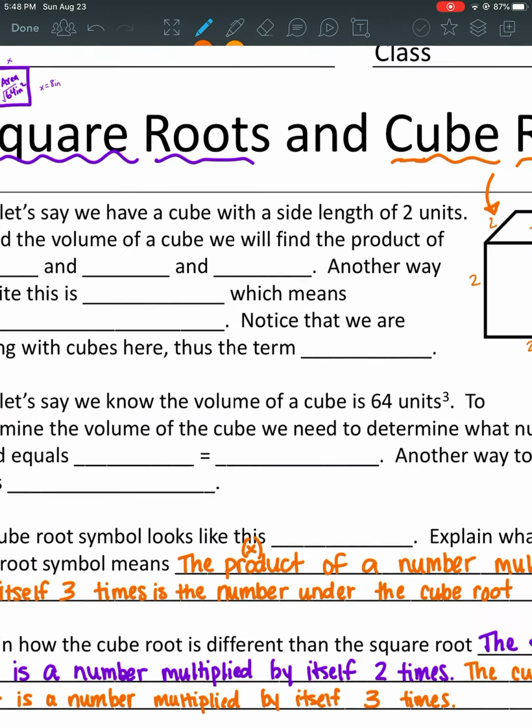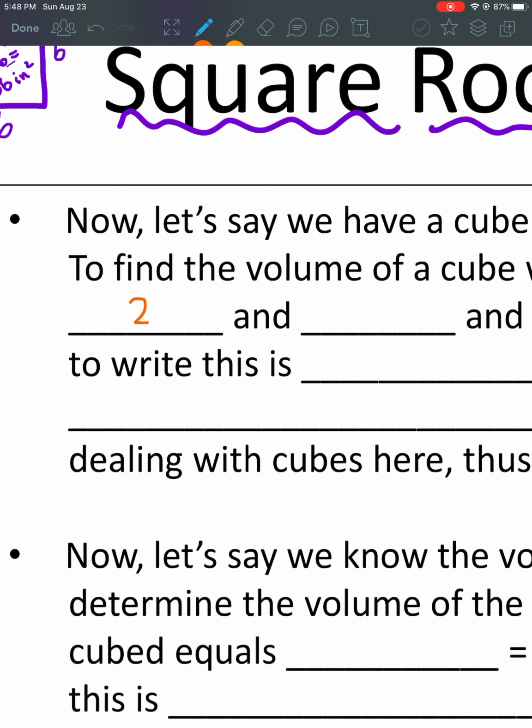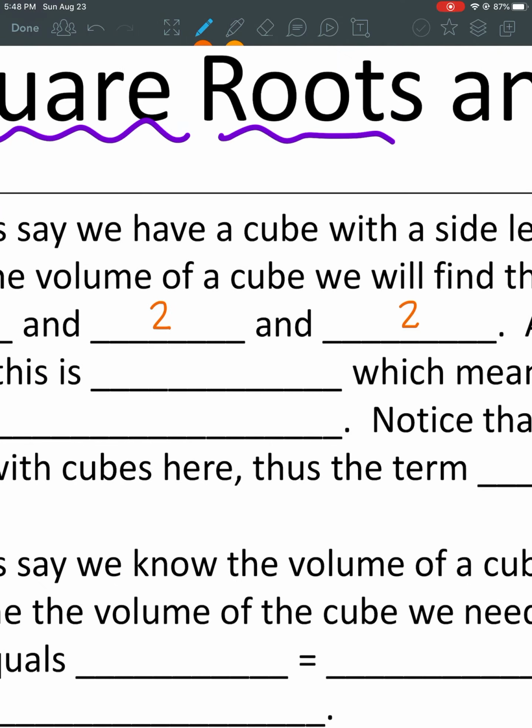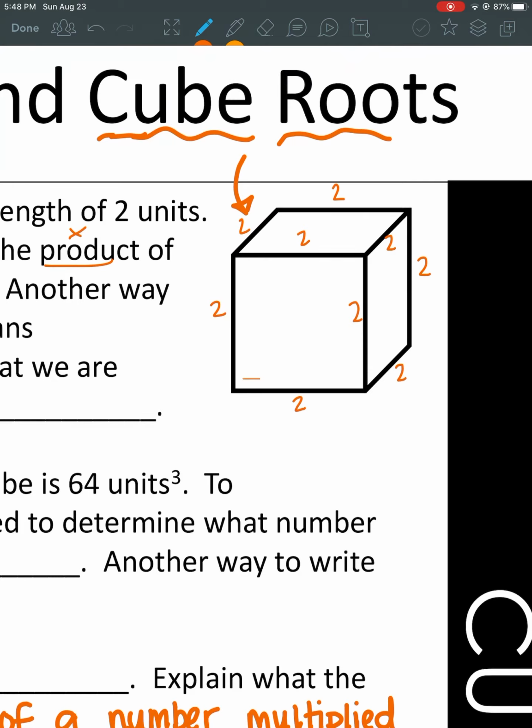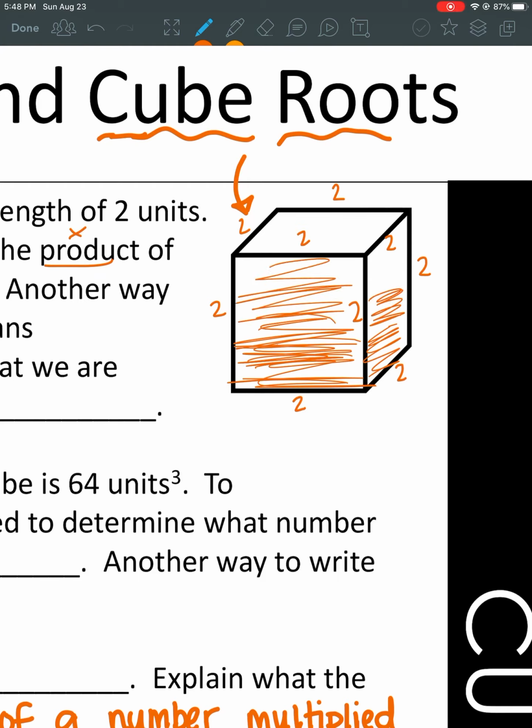To find the volume of a cube, we will find the product, which means multiply, of 3 of its side lengths. So of 2 and 2 and 2. We do length times width times height to find volume. Okay, remember, area was all that space on the two-dimensional. Volume is everything. If we were to fill this up, let's say we start filling this with water, how much water can we fit in this entire cube? Well, that's what we call volume. So length times width times height, 3 times, that's cubed, so that's why we call them cube roots.